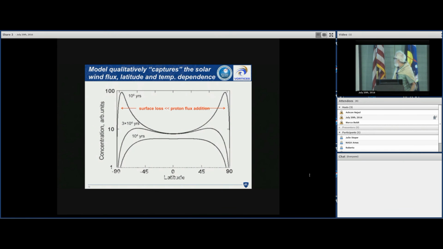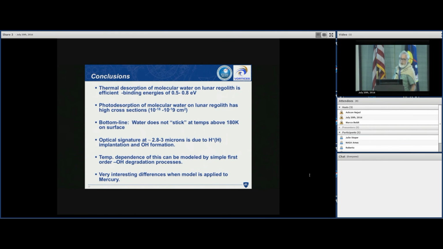You can get the latitude dependence of the profile and temperature distribution, and this changes as you go from 10 to the 4 years to 1,000,000 years. In 1,000,000 years, you get a pile up on the poles. And so this actually simulates the data that's in the literature pretty well because you have these loss terms: thermal desorption, photodesorption makes water not stick. Temperature dependence can be found in this degradation process.